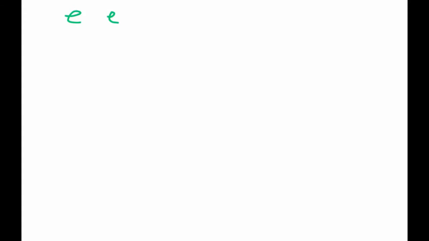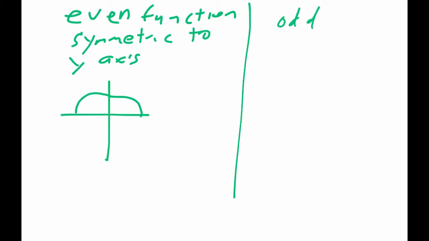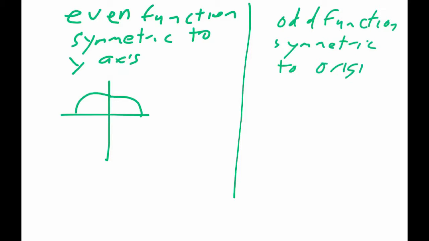The next one simply asks what is an even function. And that is something that is symmetric to the y-axis. So if I have something going like this, I need something going like that. If I want an odd function, that's going to be symmetric to the origin, which means if I have something like this, then it has to have something like this.